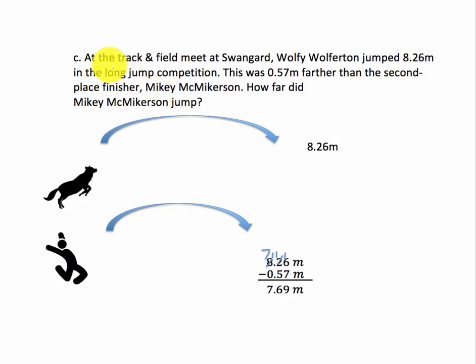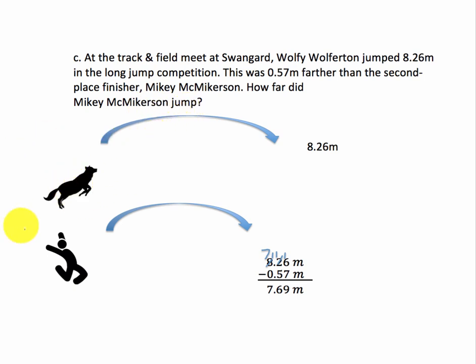Question C. At the track and field meet at Swangard, Wolfie Wolferton jumped 8.26 meters in the long jump competition. This was 0.57 meters farther than the second place finisher, Mikey McMikerson. How far did Mikey McMikerson jump?